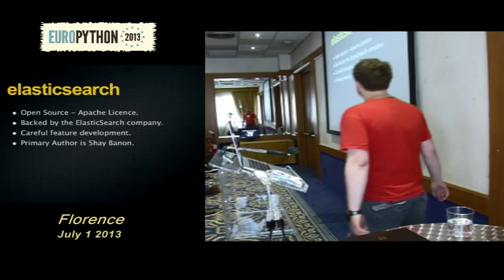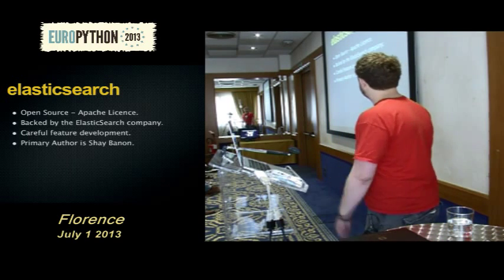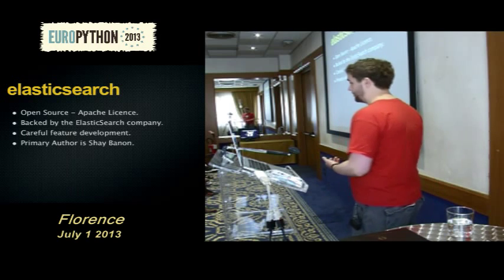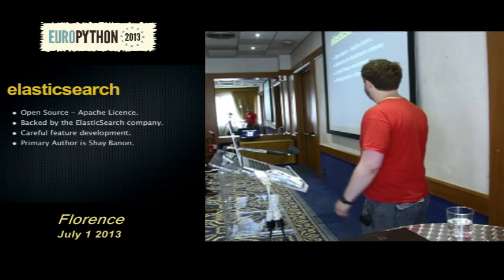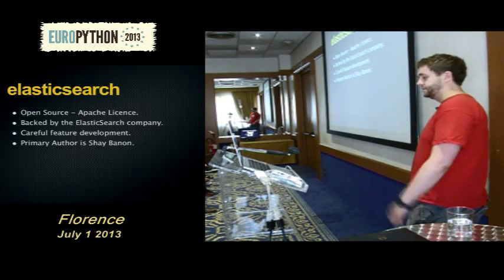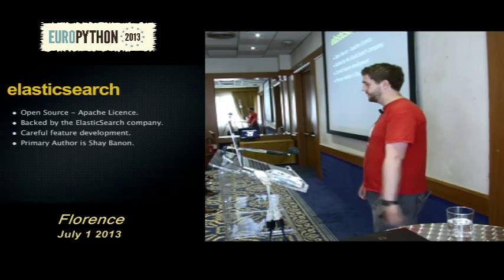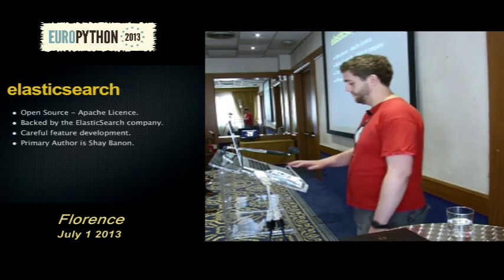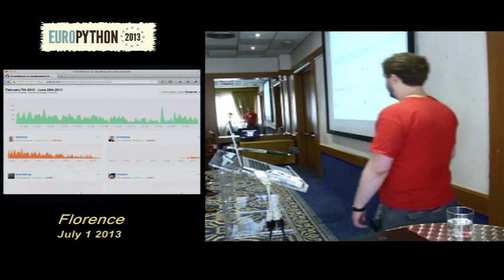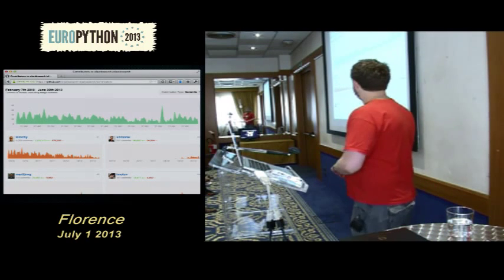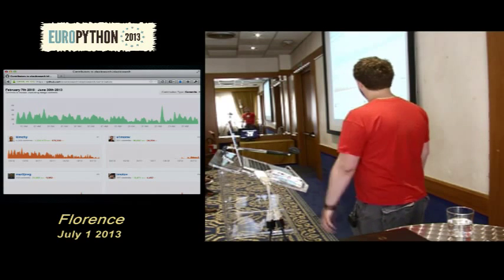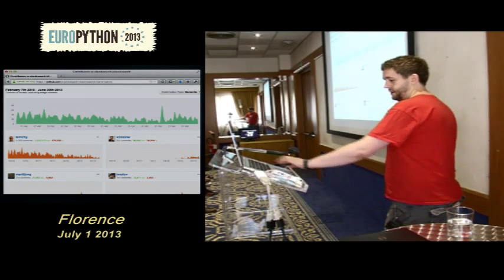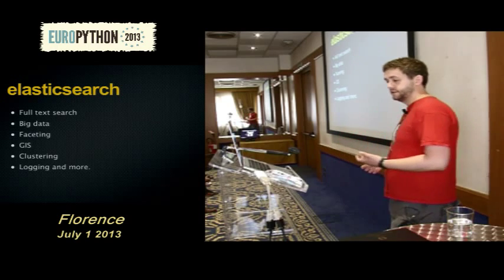So what is Elasticsearch? It's an open source Java project. It uses the Apache license. It's backed by the Elasticsearch company, which was recently founded, and they got lots of funding. They do quite careful feature development, so there's nothing really rushed in; everything's quite well considered. The primary author is Shay Banon. And what I mean by primary author is, if you look at the GitHub, you can see there's one insanely productive man, and then there's a lot of other people helping out now, and I think it's a lot more balanced now, but he's done an incredible amount.